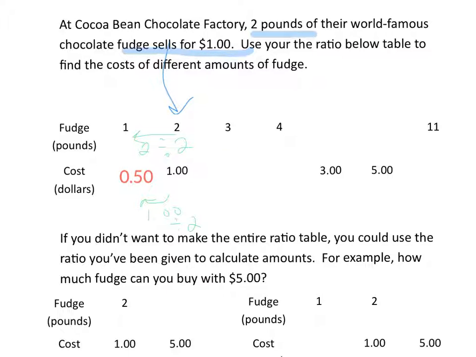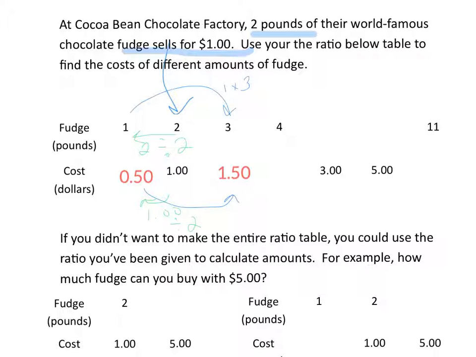Now, we can then go and say, well, if I have 3 pounds of fudge, how much would that cost? Well, think, how would I get from 1 to 3? What would I do? Well, I would say 1 times 3, right? So now for that 50 cents, we can say, what's 50 cents times 3? We know that to be $1.50. Now, to get for 4.